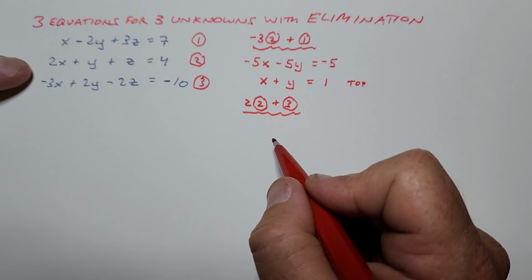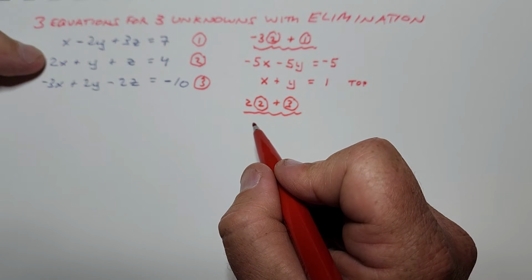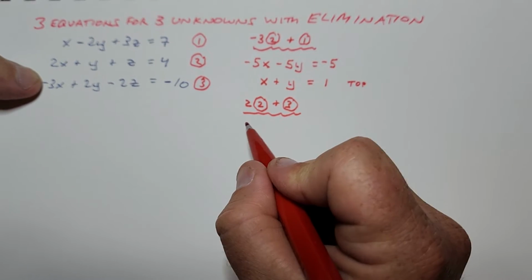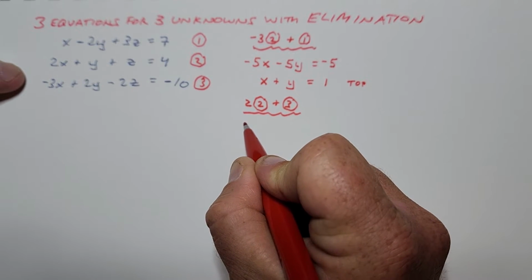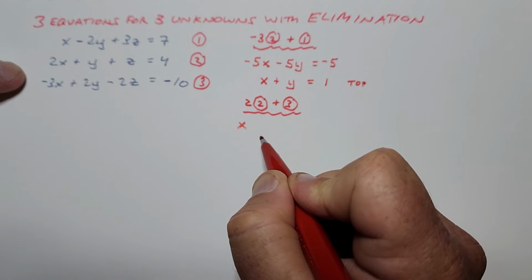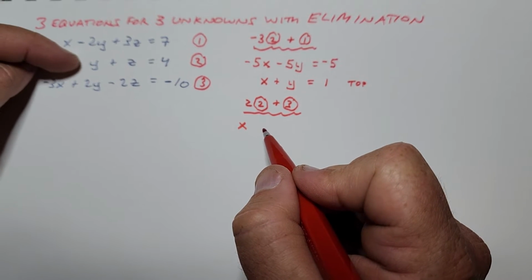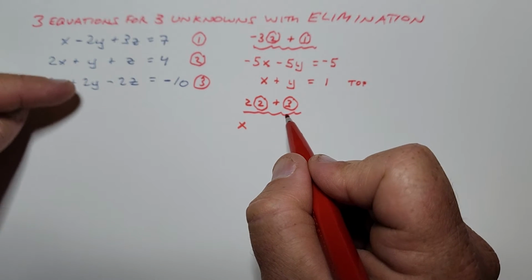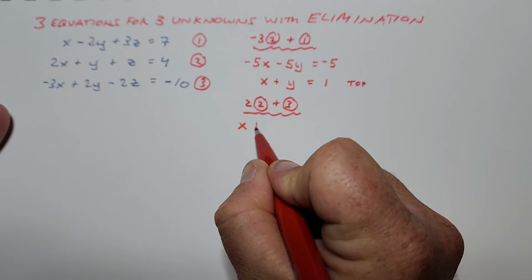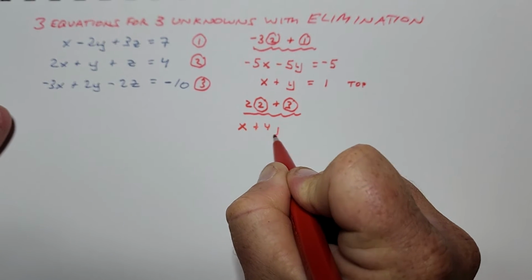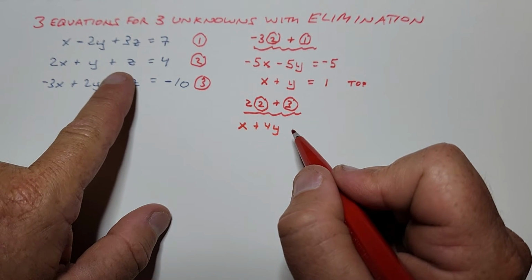Well, so let's try it. 2 times 2 would make 4. And then 4 minus 3 would give you 1x. So this is just going to be x. And then we have our y values here. So 2 times this value would give you 2y. And then plus the term that's in this equation, 2y plus 2y would give you 4y, x plus 4y. Now the z's are supposed to go away here from my plan, but we'll double check.